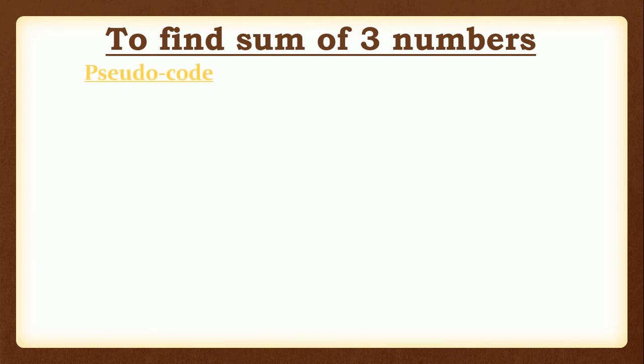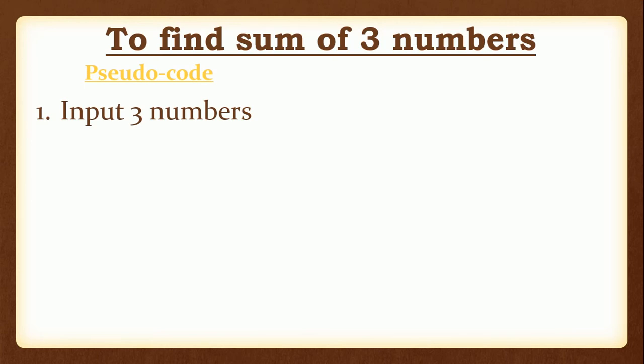So the first question is to find the sum of three numbers, and we need to write its pseudocode as well as draw its flowchart. First of all, let us start with the pseudocode. Now, in order to find the sum of three numbers, first of all, we need to take three numbers from the user. That is, we need to input the three numbers. So the first step will be input three numbers.